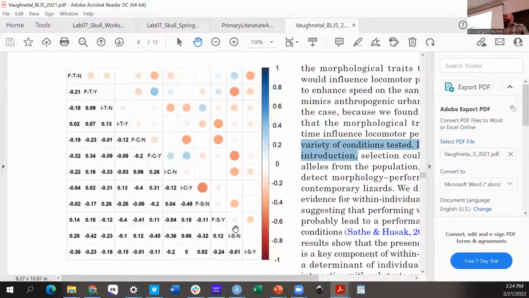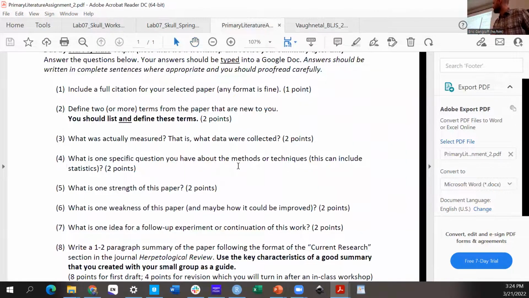Good question, Steve. The takeaway point here is that for your literature assignment, all you need to do is one question, something you didn't get. You don't even have to answer that question. I just want to know that you read it carefully and you're thinking about it and that there's something maybe you didn't understand you'd like to learn more about.